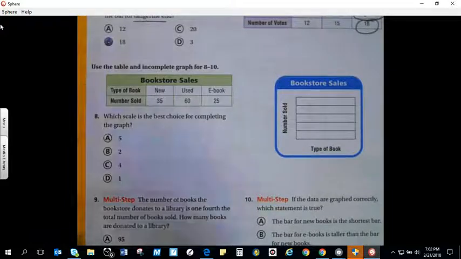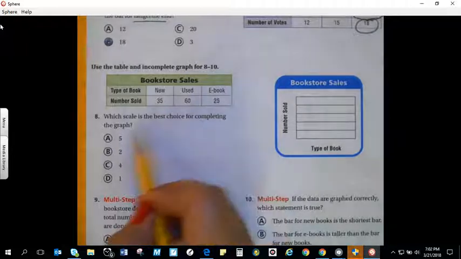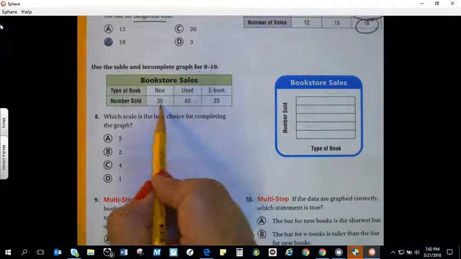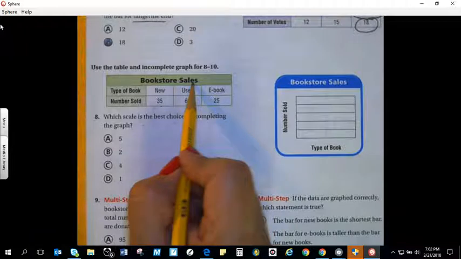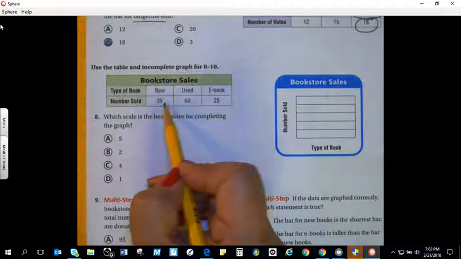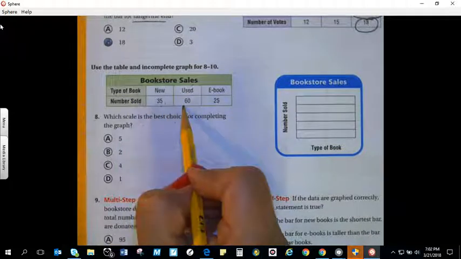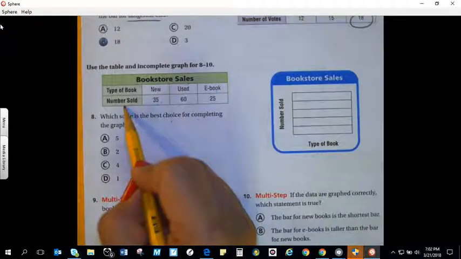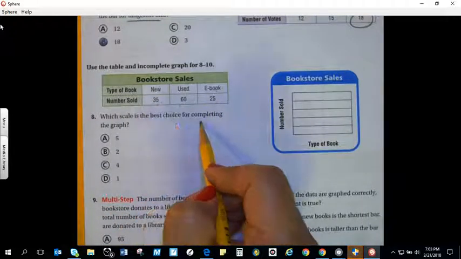Okay, which scale is the best choice for completing the graph? Okay, again, scale. So look at my choices here for the number of books. Here, my table has bookstore sales. So they had the type of book. So they had new books. Number they sold for that was 35. They had used books. The number sold was 60. And then they had e-books, those the electronic books, and the number sold were 25. All right, so which scale is the best choice for completing the graph?